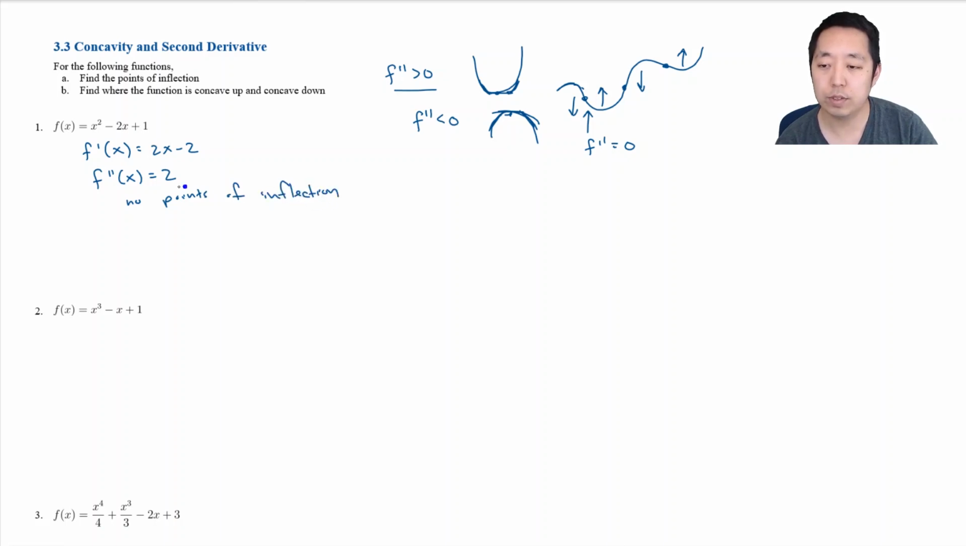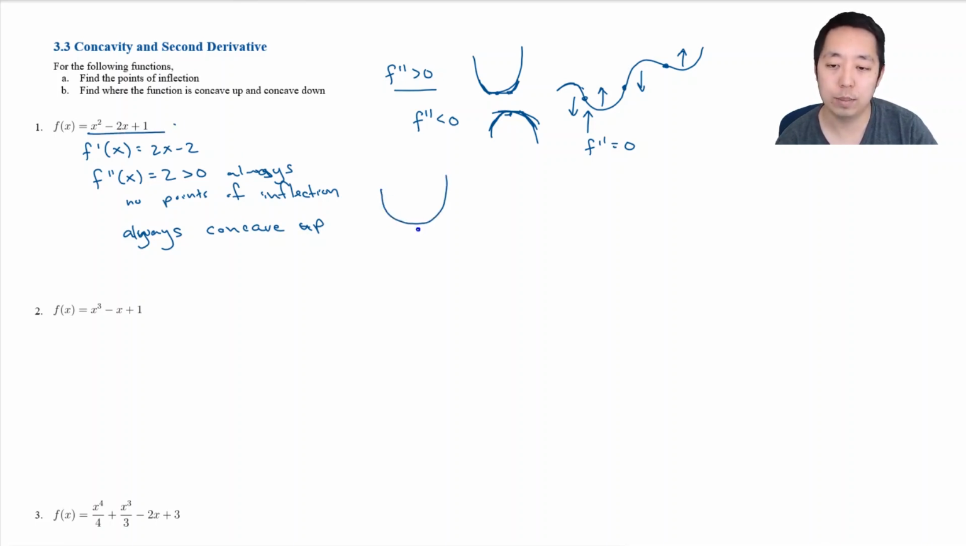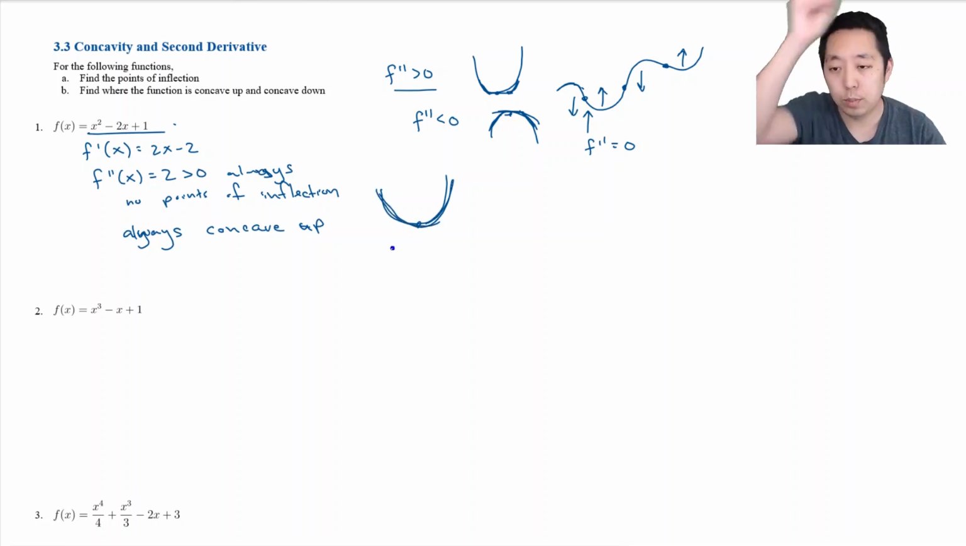And the second derivative, being 2, is always greater than 0. Always. So it's only concave up, and it's always concave up. And if you think about what this is a graph of, this is a parabola, an upward-facing parabola. And it should make sense that it's concave up everywhere. It never looks like a bowl downward for this graph, right? And so that's what we have found analytically.